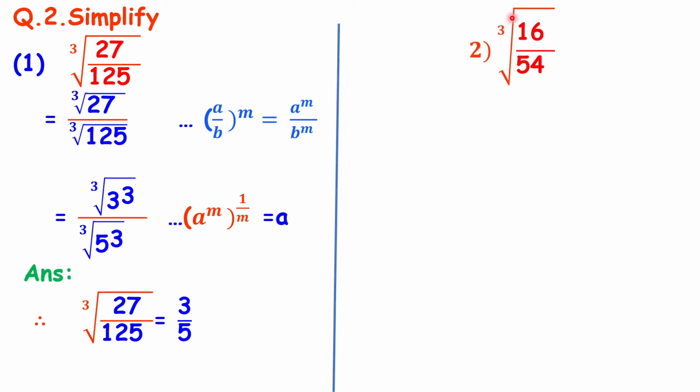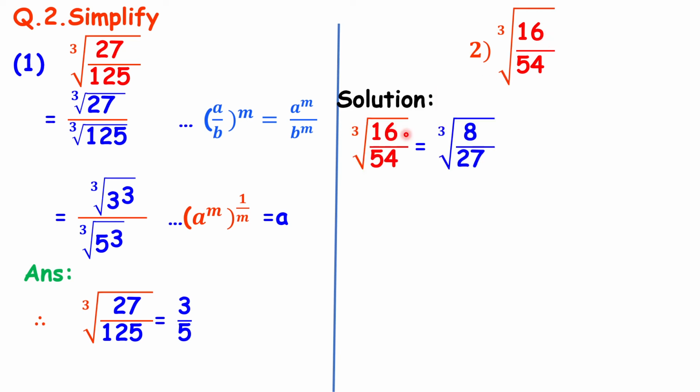Example 2. Cube root of 16 upon 54. If we observe these numbers, 16 and 54 are not perfect cubes. But if we observe, these two numbers are even numbers, so they are divisible by 2. If we divide 16 by 2, the answer comes 8, that is 2 8s are 16. And if we divide 54 by 2, that is 2 2s are 4 and 2 7s are 14. The number will be cube root of 8 upon 27.